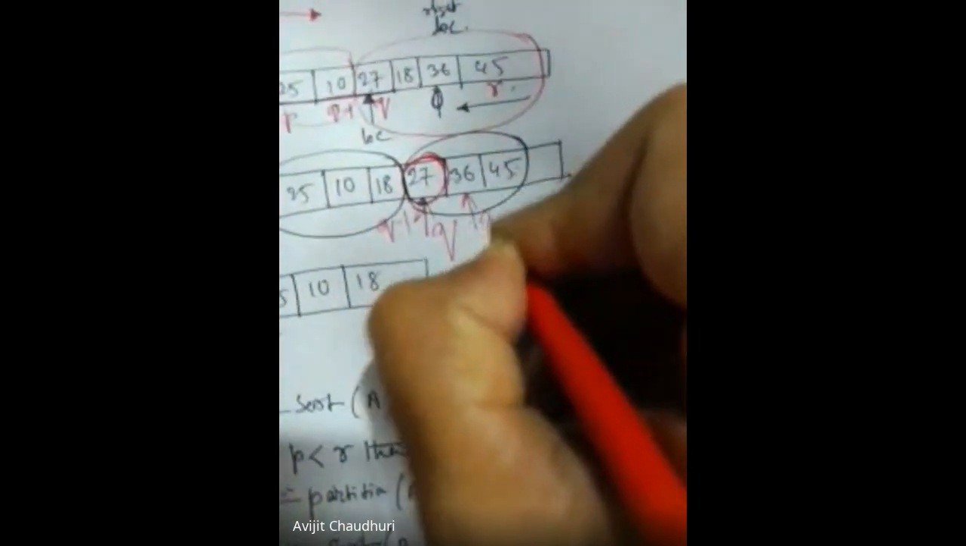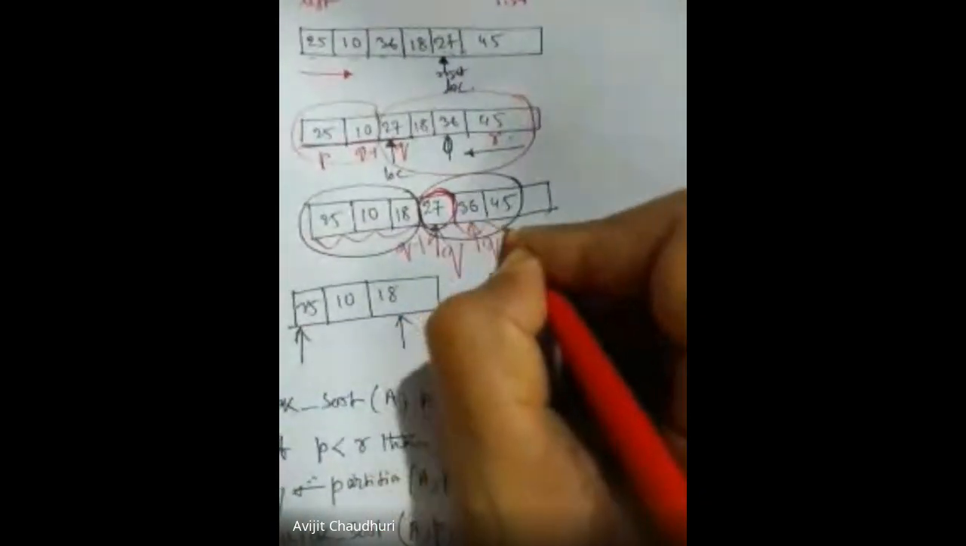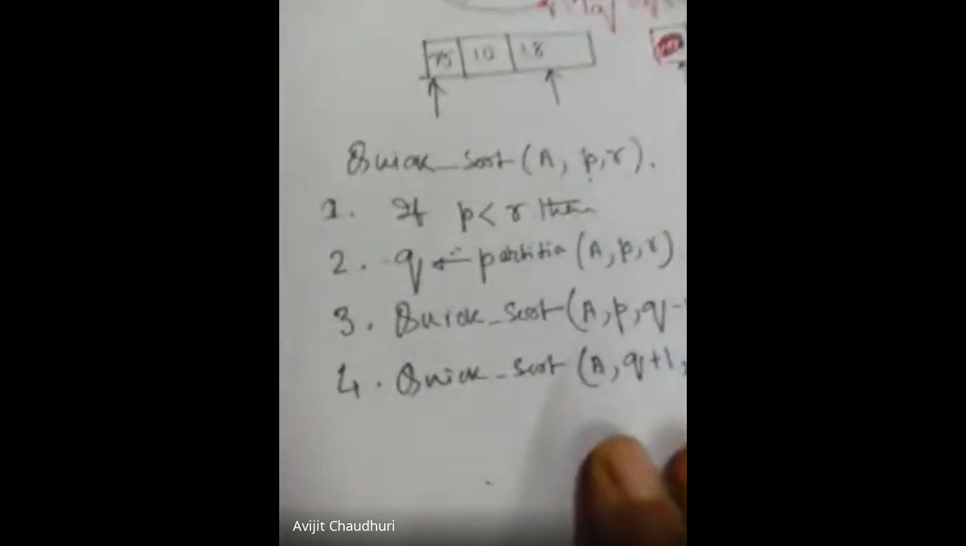Because 27 is already sorted, this is the qth element. This is q minus 1 and this is q plus 1. So one subarray will be that, another subarray will be that. Sorry, it is only 36 and 45, because 27 is already sorted. So one quick sort will be from the first element to q minus 1, another quick sort has to be used from q plus 1 up to right R. So this is the quick sort algorithm.